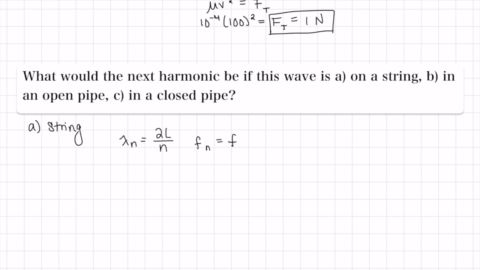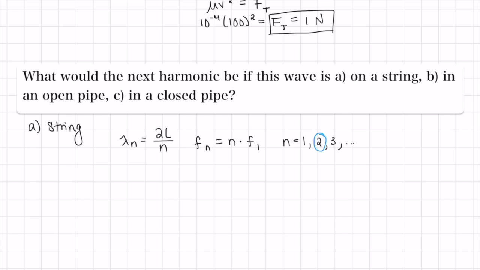Fn is equal to n times F1. And for strings, we are allowed even and odd integers, so n can be all of those things. We're calculating n equals 2. I'm just going to circle that one.